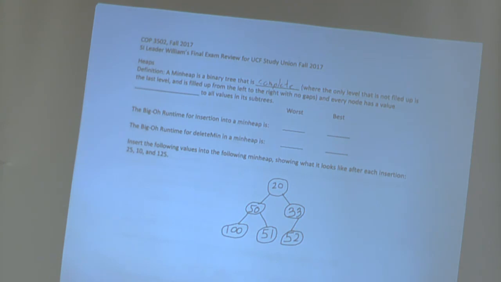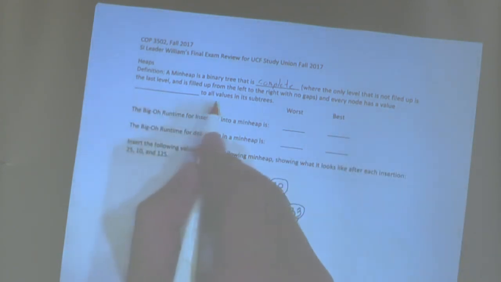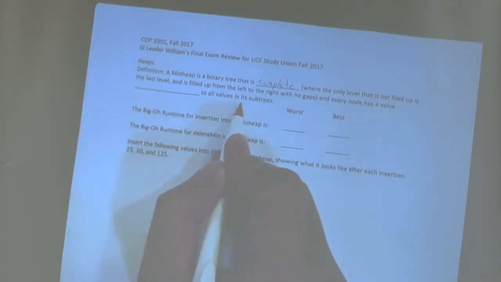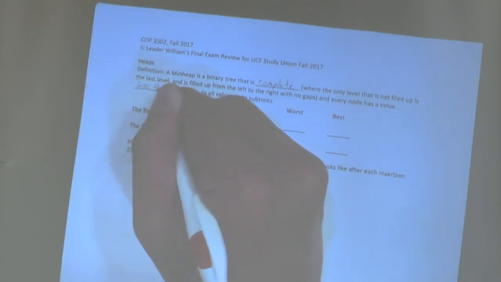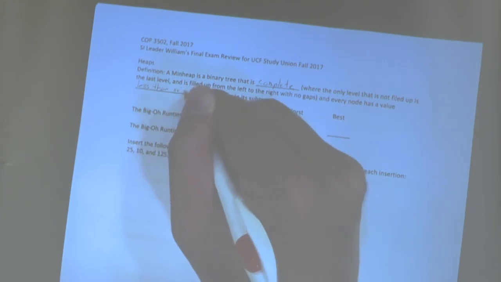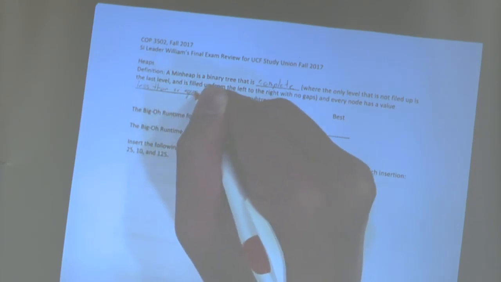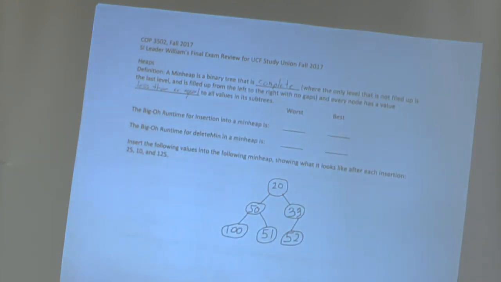And also, the min heap has an ordering property where every node has a value less than or equal to all values in its subtrees. For a max heap, it's the opposite, where the value is greater than or equal to all values in the subtree. Okay? Does anyone see that? Does that look good? Okay.